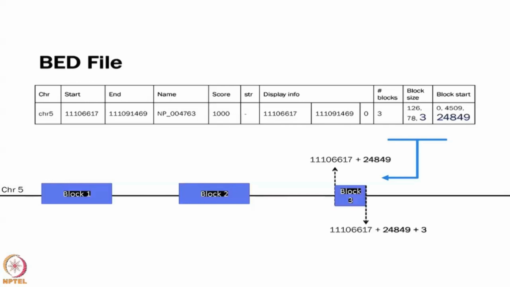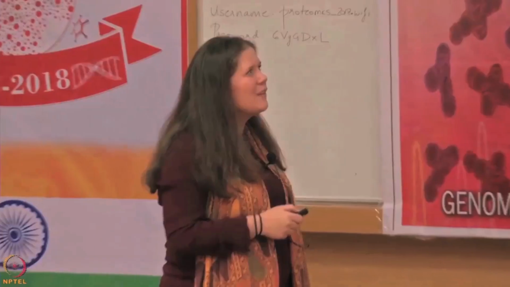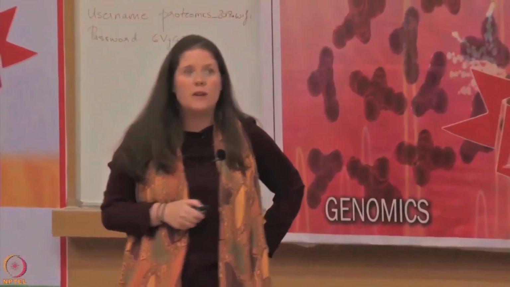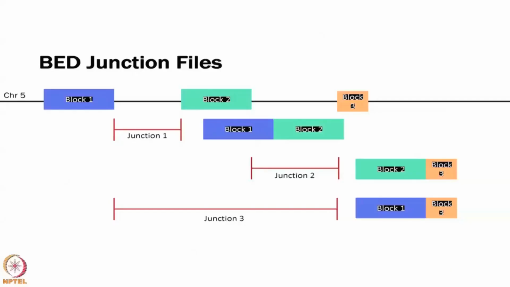So then you know exactly where your exons are based on what the bed file tells you about the coordinates of these exons. So what these junction files from the RNA-seq data will give you is not just reads that cover different exons, but also where the exons connect, right?